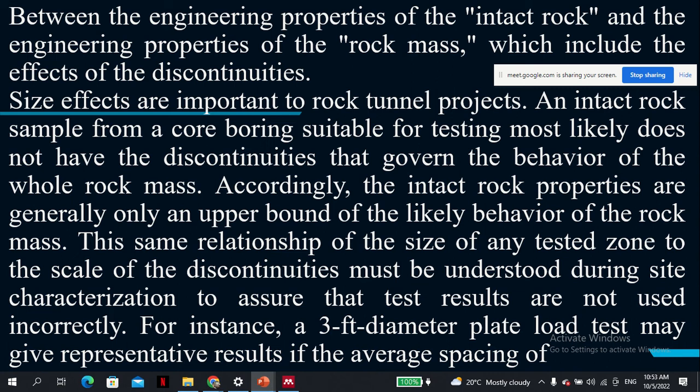I think I've said this, and this is why in the classification great attention is paid to the detail of the joints, the nature, the spacing, because more than the property of intact rock, the entire behavior of the rock mass is strongly influenced by the effect of discontinuities. So size effects are important to rock tunnel projects. An intact rock sample from a core boring suitable for testing most likely does not have discontinuities that govern the behavior of the whole rock mass.